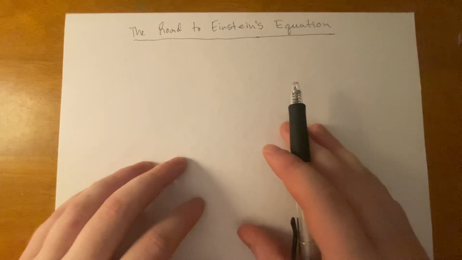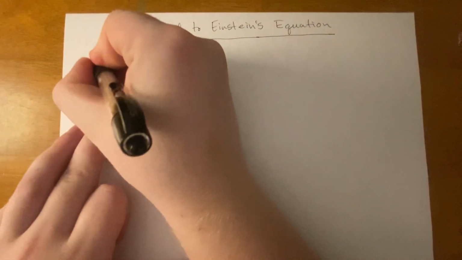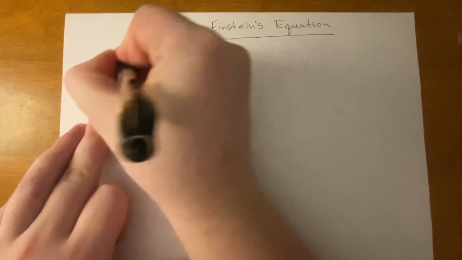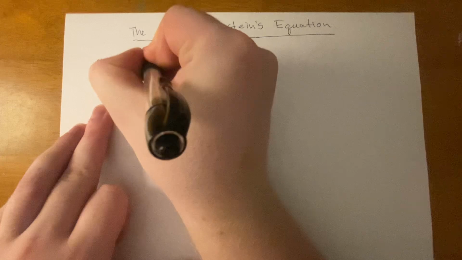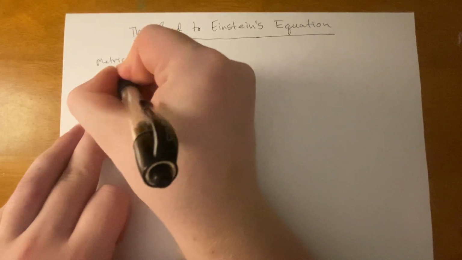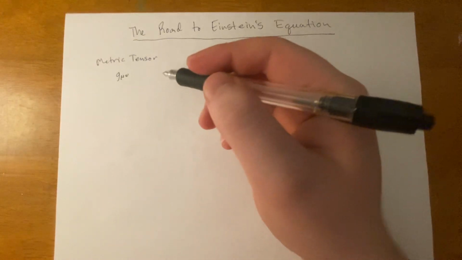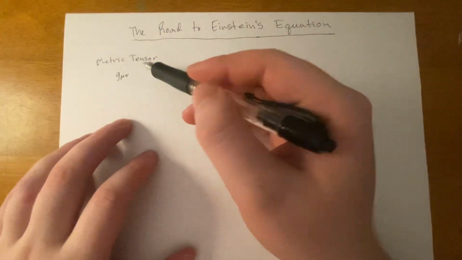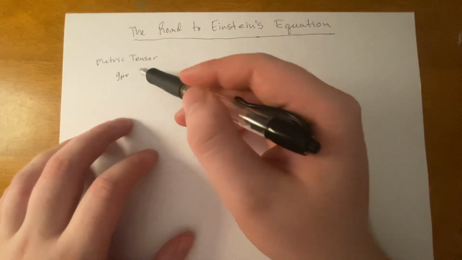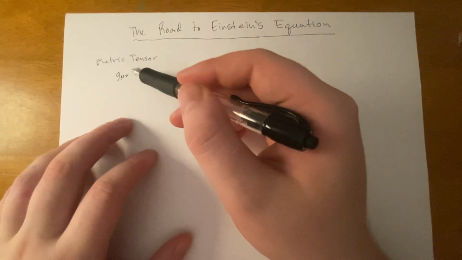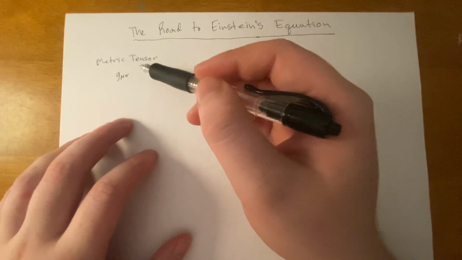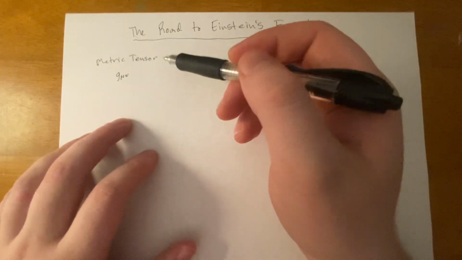So to begin, we're going to need to know a few things. So we have the metric tensor, which is denoted g sub mu nu. This is just going to live in space-time. It's going to be a 4D matrix. We're going to have the Minkowski metric for flat space-time and other metrics for curved space-time.